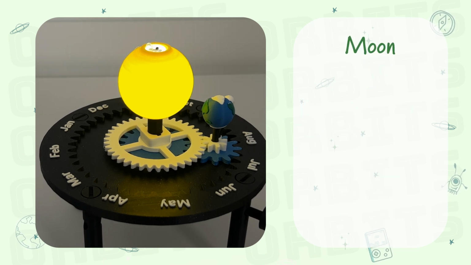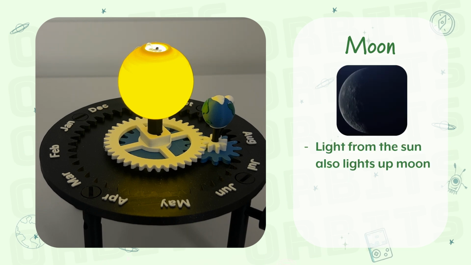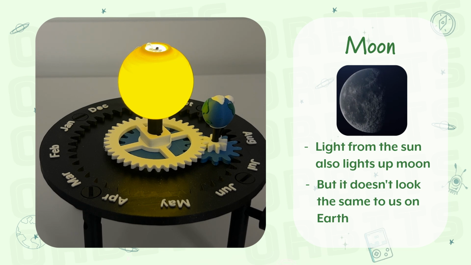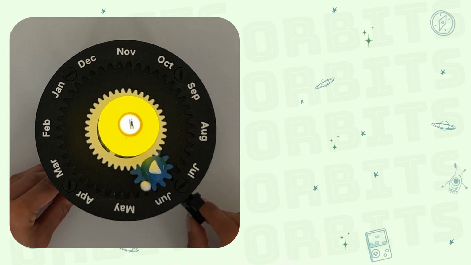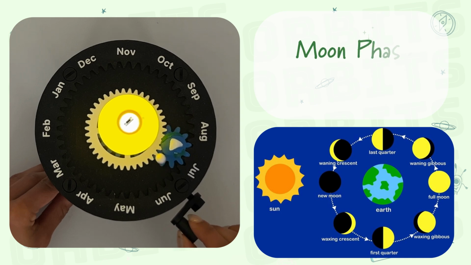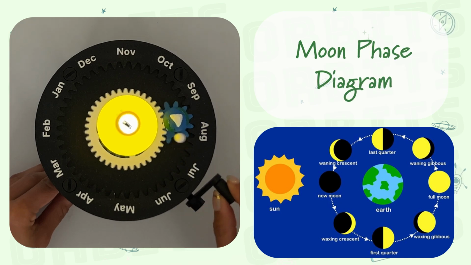Now check out the moon. The light from the sun also lights up the moon, but it doesn't always look the same to us on Earth. Try moving the moon to different positions using the moon phase diagram in your booklet.